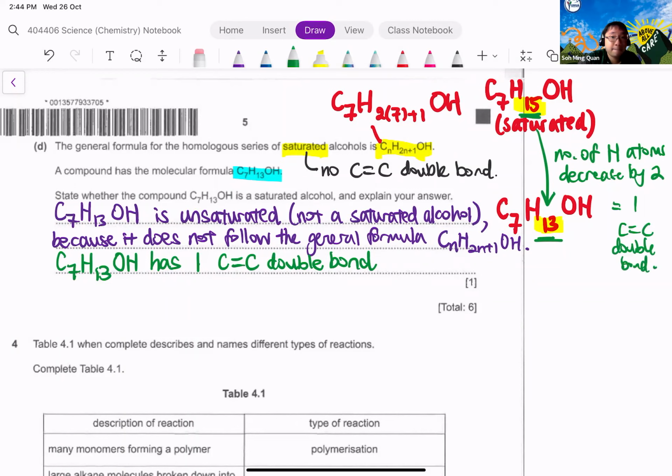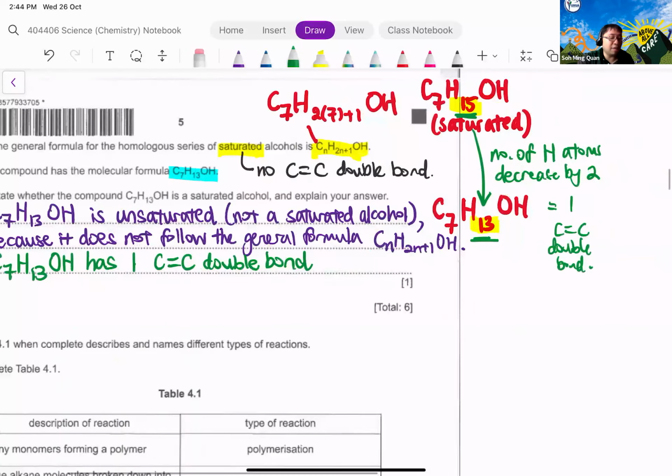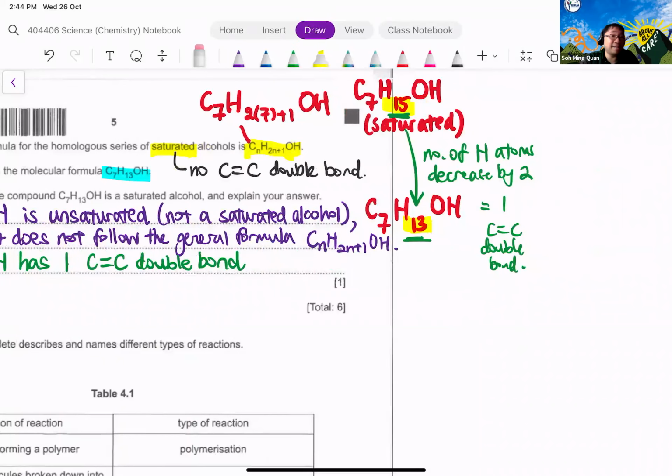Okay. Now this one I don't expect you all to remember, and neither do the examiners expect you to remember. But it's a good thing to learn, especially if you are quite strong already. Actually, you realize this is the case, right? If you don't think about alcohols, you think about something simpler. For example, alkanes versus alkenes.